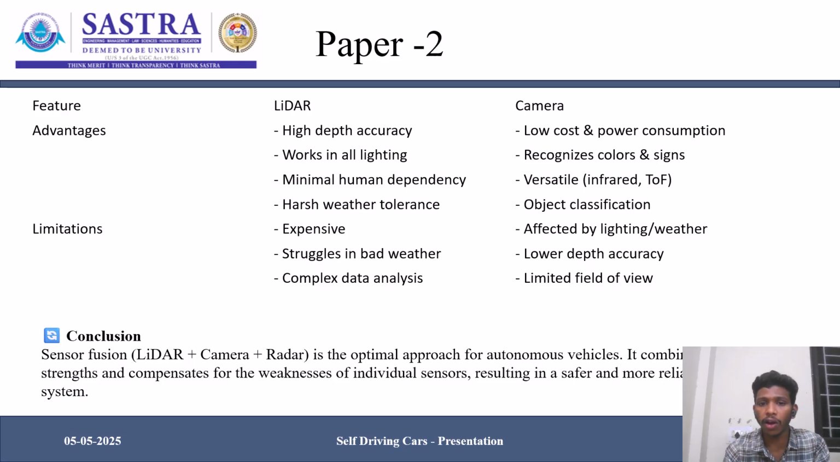The main drawback of LiDAR is that it needs to process complex data, and the main drawback of the camera is that its accuracy is inconsistent, as it is affected by environmental conditions. The conclusion of this paper is that sensor fusion of LiDAR, camera, plus radar will give the best results compared to LiDAR and the camera individually. So both have their weaknesses, and we need to use sensor fusion for the best results.